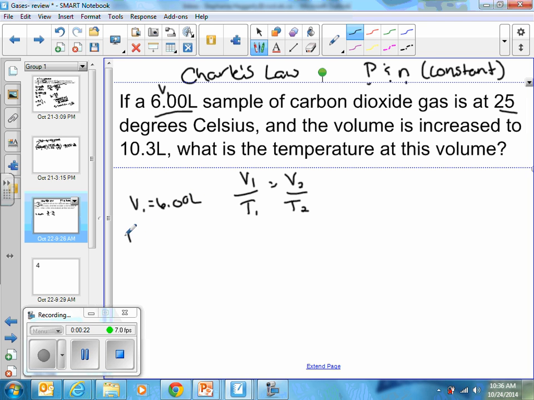Our initial temperature, T1, is 25 degrees Celsius. The volume is increased, so our V2 is 10.3 liters. What is the temperature at this volume? So we're solving for T2, the final temperature.